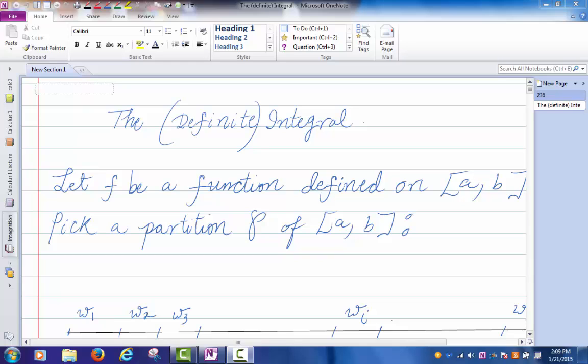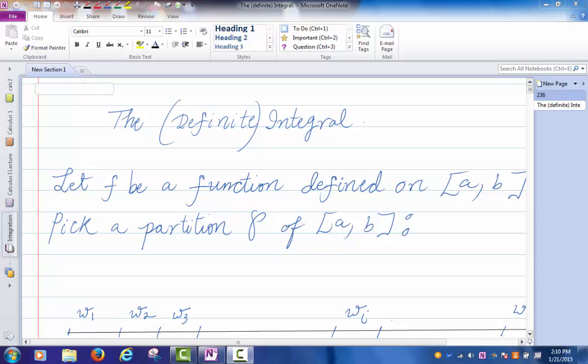So let's see how we defined the definite integral in Calc 1. What did we do? Well, let's say that f is a function. You're not going to tell me, right? You're just having fun. All right. So f is a function, and it is defined on the interval from a to b.